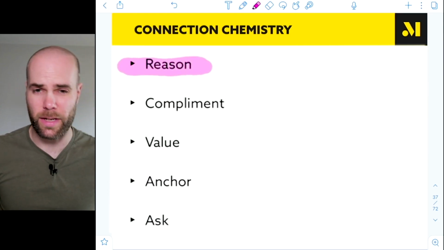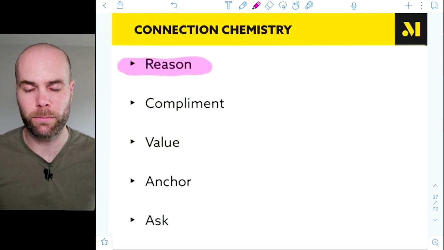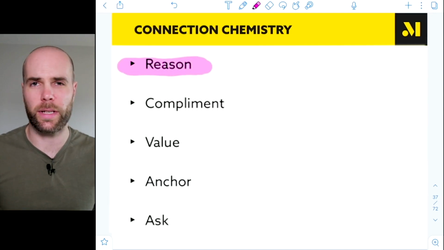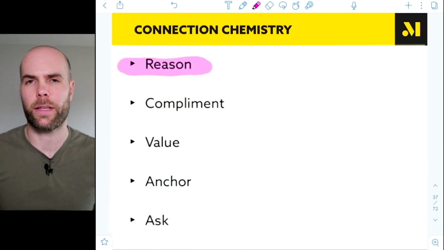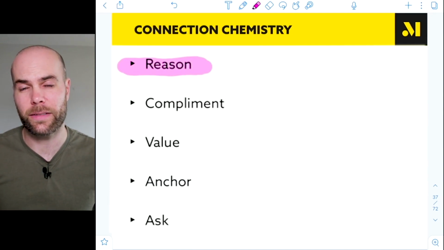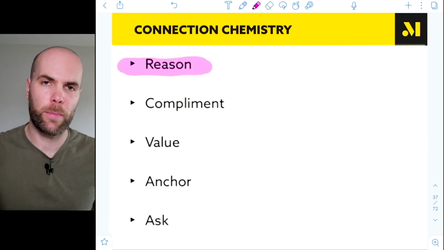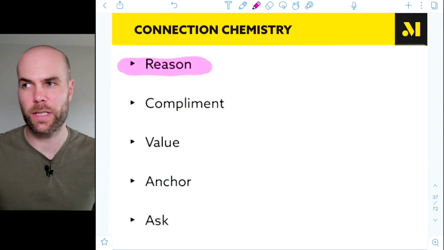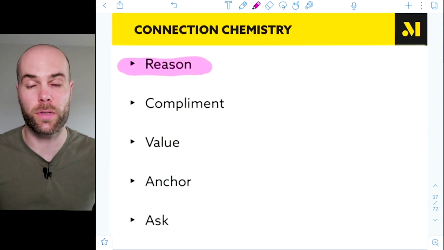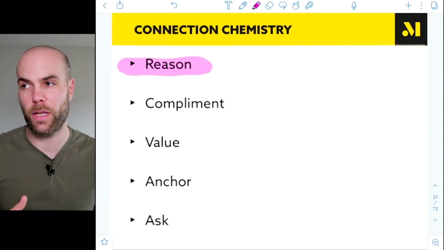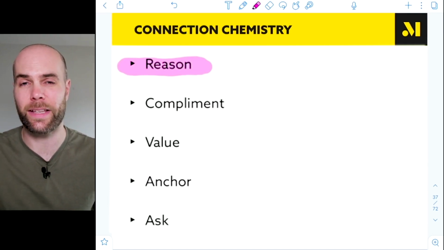So let's start with the reason. Now, this might sound like a bit of a weird one, but there was an experiment that was done, I think in the 80s, where people wanted to do something, and they tried this with lots of different stuff. But one of the examples that is fresh in my memory is somebody who was in a queue and they wanted to get to the front.